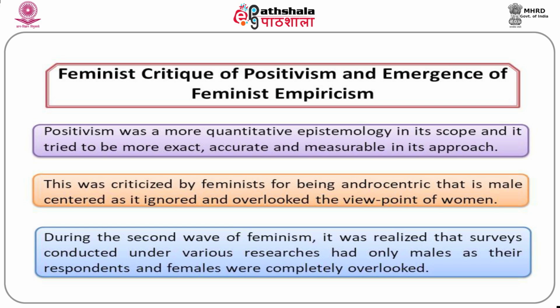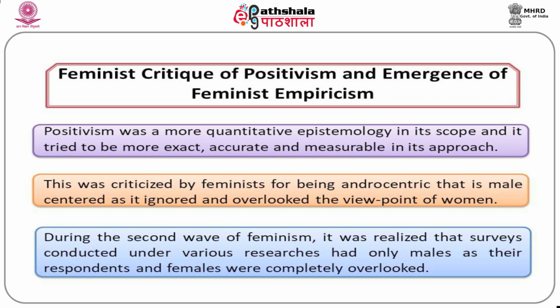So positivism was a more quantitative epistemology in its scope, and it tried to be more exact, accurate, and measurable in its approach. This was criticized by feminists for being androcentric, that is, male-centered, as it ignored and overlooked the viewpoint of women.